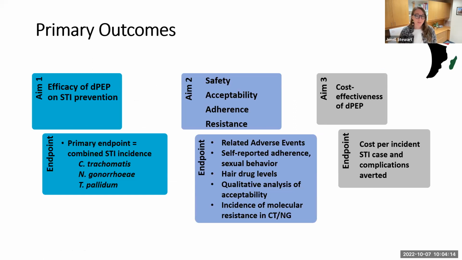So there are several aims for this trial I'd like to tell you about. The primary aim, similar to DoxyPEP, is to look at the efficacy. Can taking doxycycline after a sexual exposure prevent an incident STI? And this is a combined endpoint of gonorrhea, chlamydia, and syphilis. In addition to that, we are looking at additional aims of safety, acceptability, adherence, and resistance.